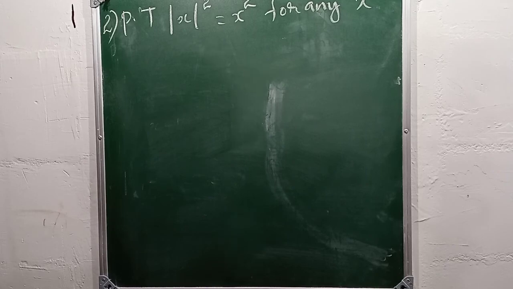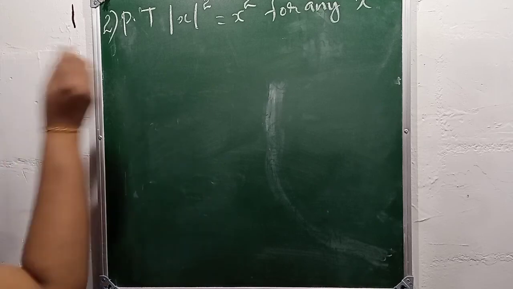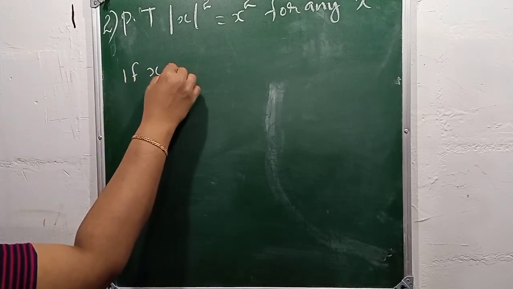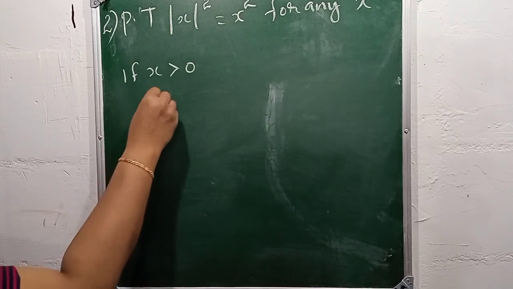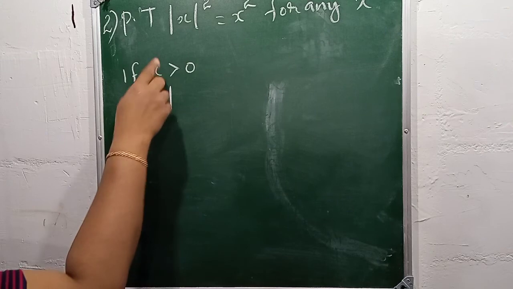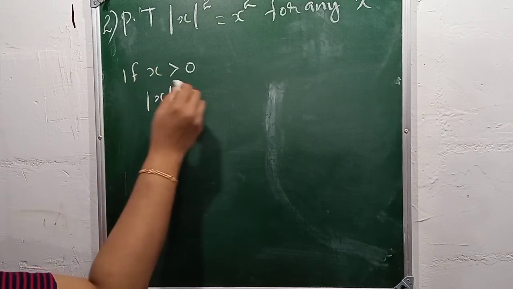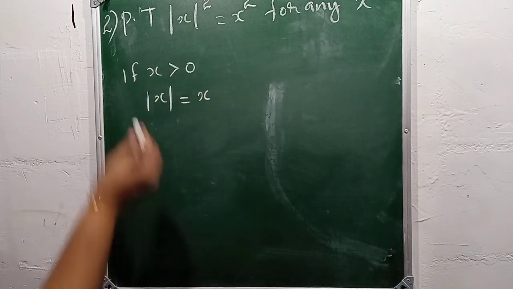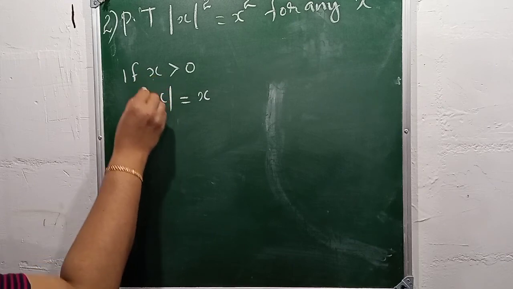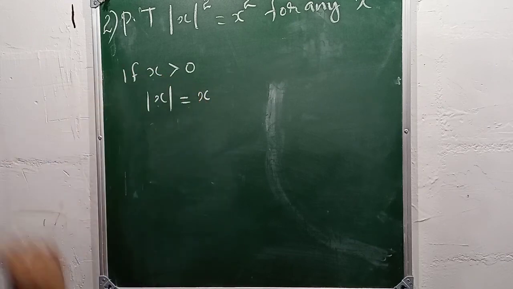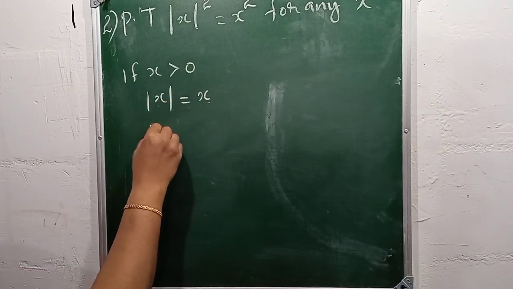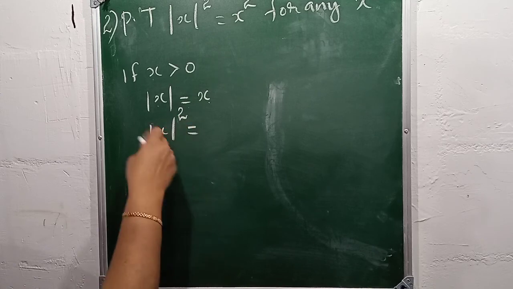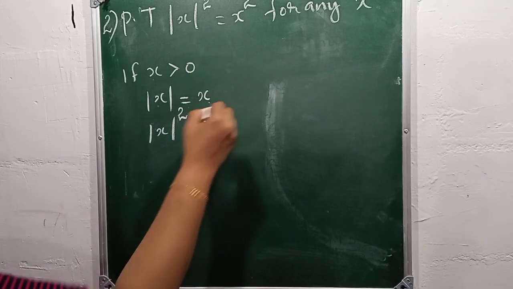Our next question is, prove that mod of x square is equal to x square for any x. If x is greater than 0, what is mod x? If x is greater than 0, we know that mod x is equal to x itself. X is a positive number, so the absolute value of x is equal to that number itself. So mod x is equal to x. Then what about mod x the whole square? Mod x the whole square is equal to x square.